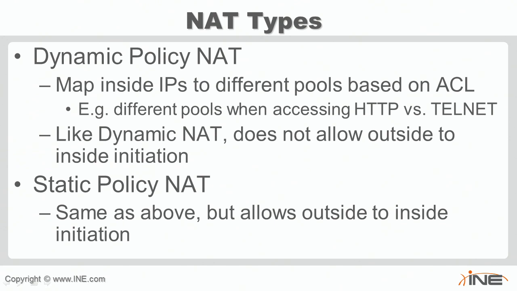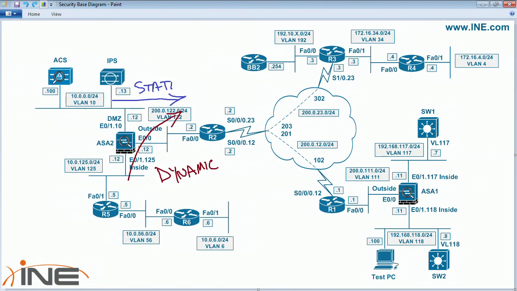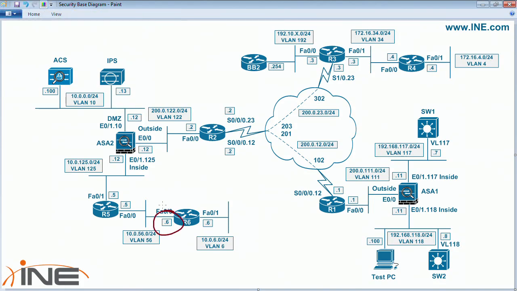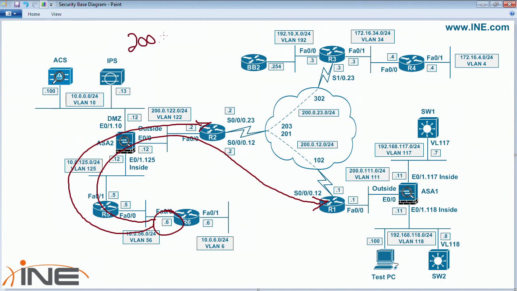So let's say, for example, that now I want to do a couple additional translations, so that when traffic is coming from router 6's address here, I want it to be conditionally translated depending on what my actual traffic flow is. So let's say that if I'm going to router 1 or router 2, I'm going to have my addresses translated to 200.0.122, let's say .101. So this will be our translation A.